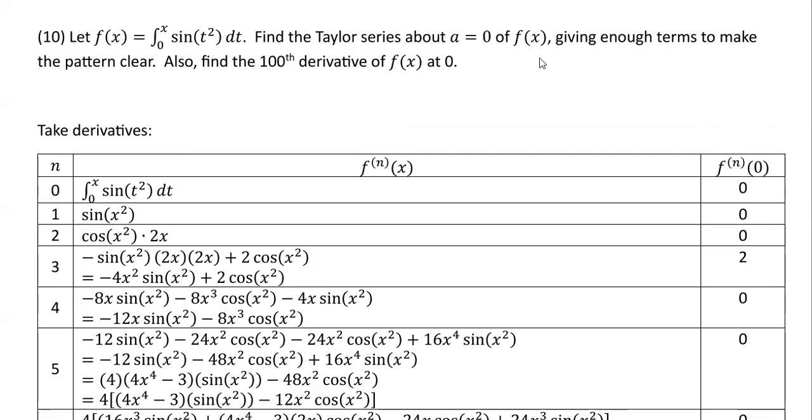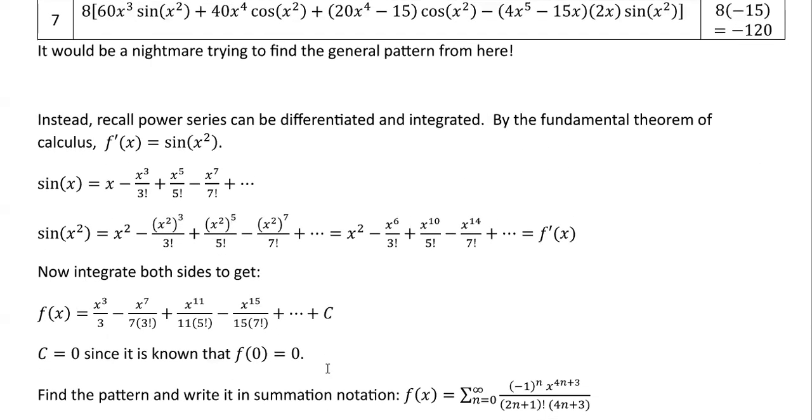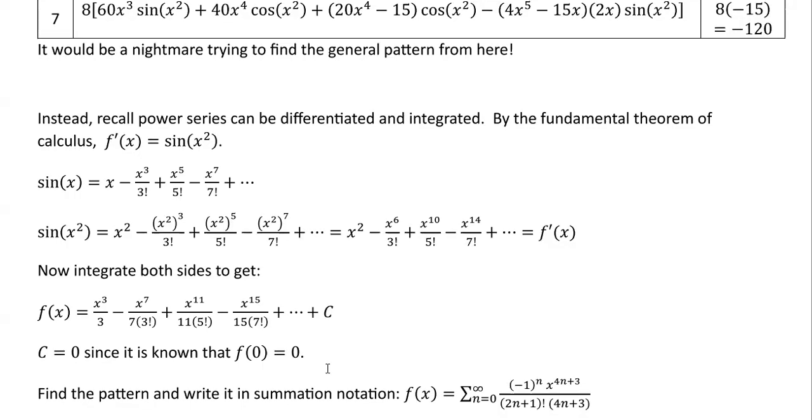So we just answered the first part, giving enough terms to make the pattern clear. We found the Taylor series. We found it term by term, or we found the first few terms, then we put dot, dot, dot, and we found the general pattern. So how do we find the 100th derivative? This is a very typical problem.